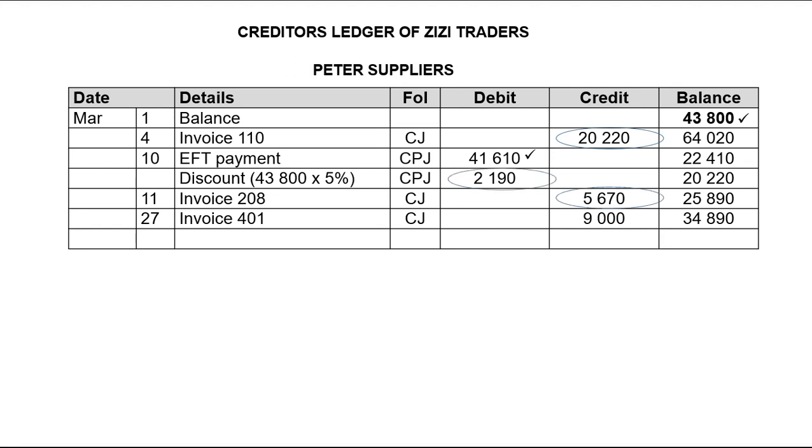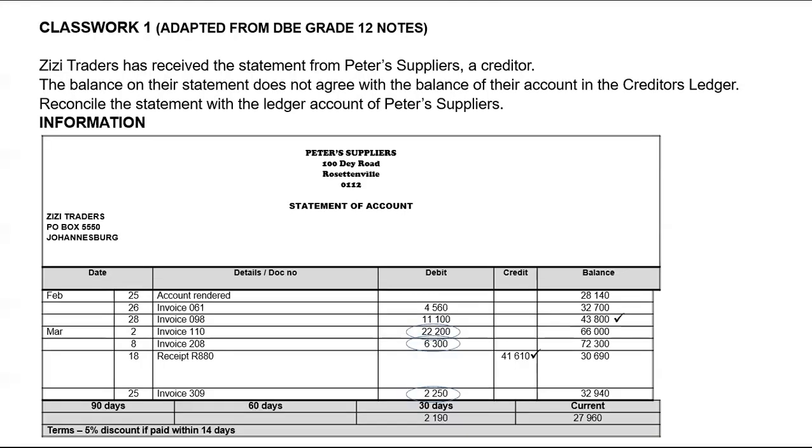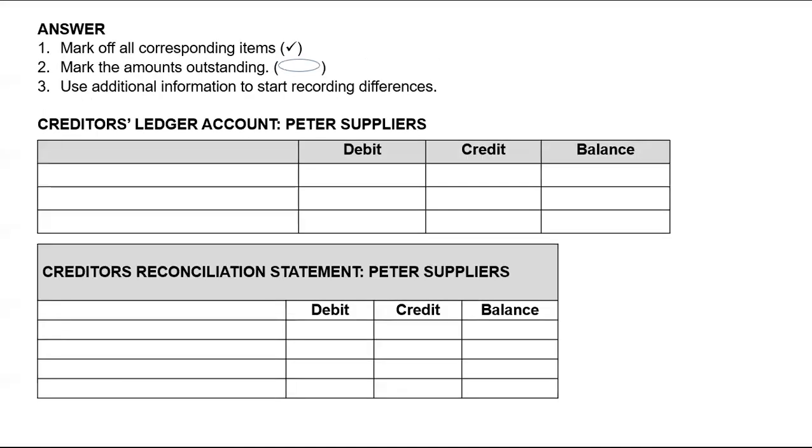I'm going to settle the invoices. The one on the 27th was really after the statement date. That's why I'll have to circle that. Now, you'll note that we recorded that we owe them 34,890. In their books, they recorded that we owe them 32,940. So in our books, it looks like we owe them more than what they think we owe them. I'm going to start with those.